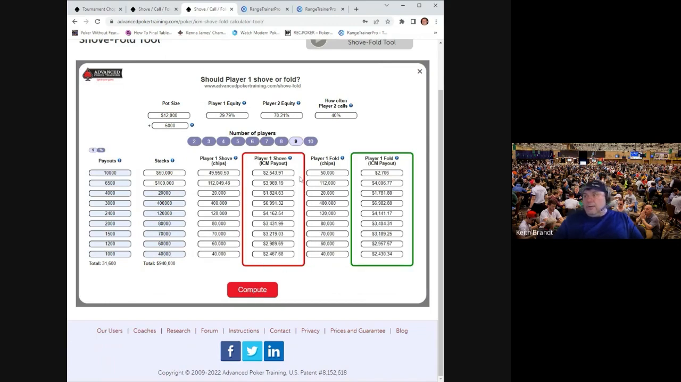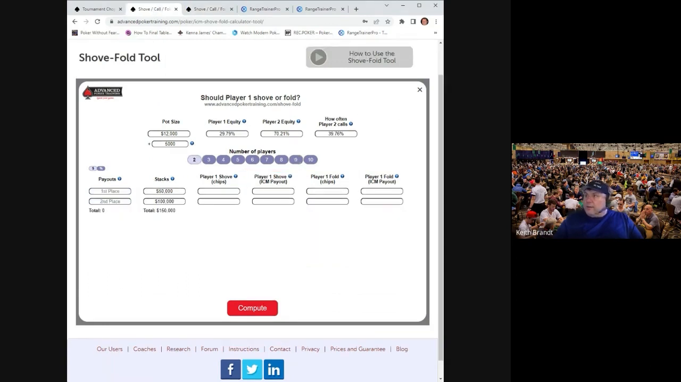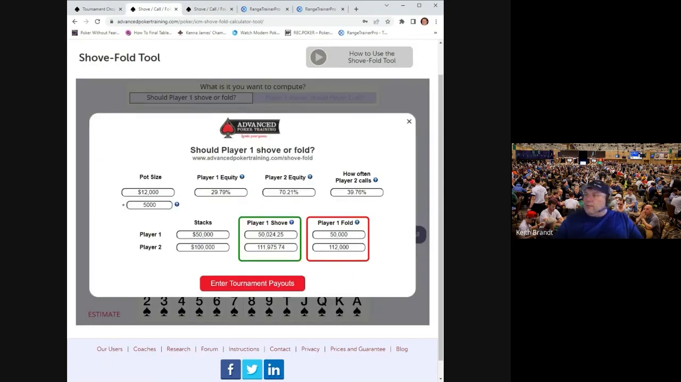Okay, so ICM is affecting like a middle stack player here. With this tool, I can go back and play with those ranges, play with those shoving hands, and just take a look at different situations. It's pretty good for off-table study. It gives you an idea of how ICM affects it.